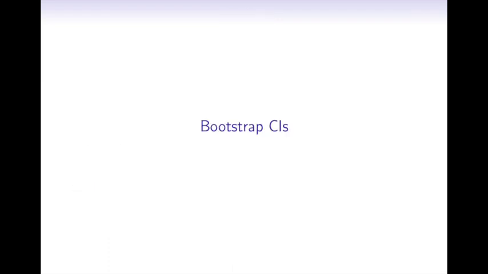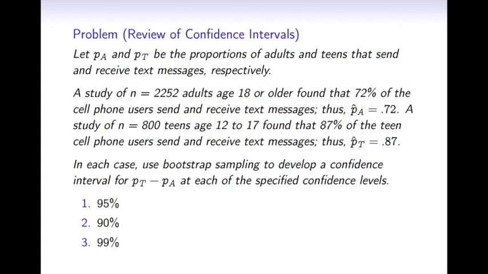Okay, bootstrap confidence intervals. Let's review a typical problem that we would have done in a prior section. Let P sub A and P sub T be the proportions of adults and teens that send and receive text messages respectively. So we're thinking of these as parameters within the populations of adults and teens. A study of 2,252 adults aged 18 or older found that 72% of cell phone users send and receive text messages. Thus, the sample proportion for adults is 0.72.